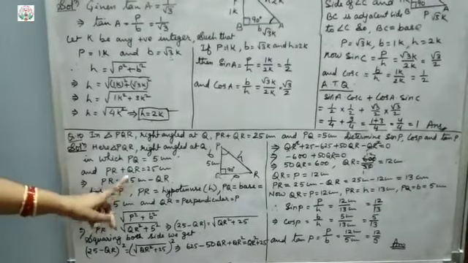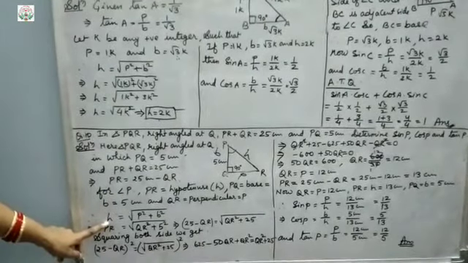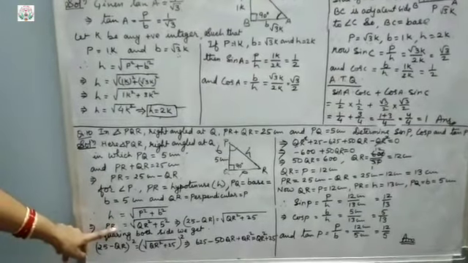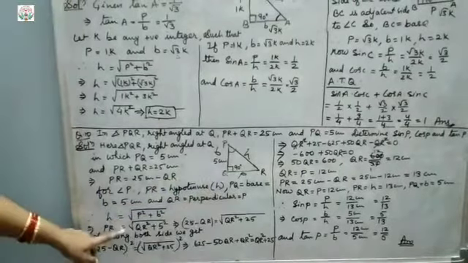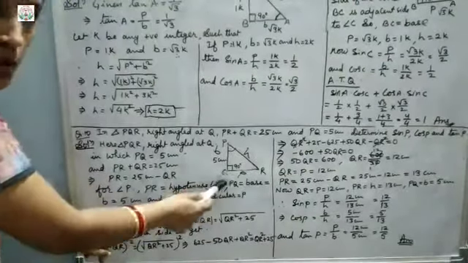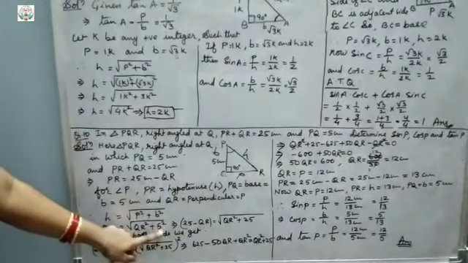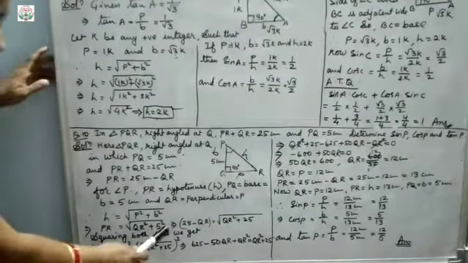Now here H is given. H is not known, so we will put the side, that is PR. PR is the hypotenuse, equal to the square root of P square, meaning QR square, plus base PQ square. PQ value is what? 5. So 5 square.